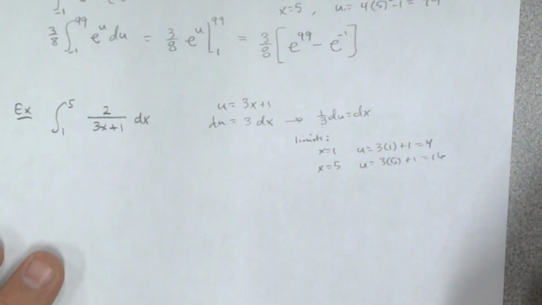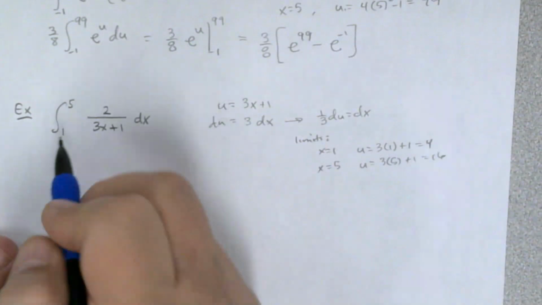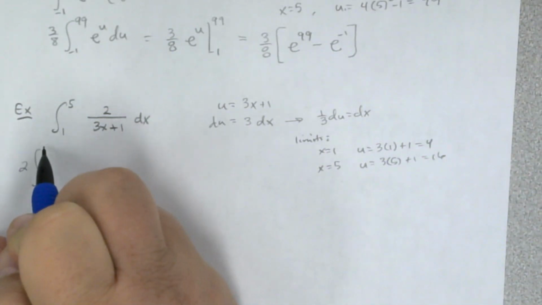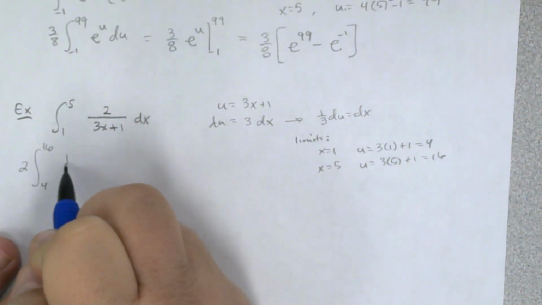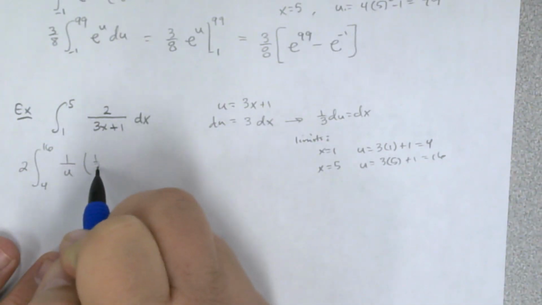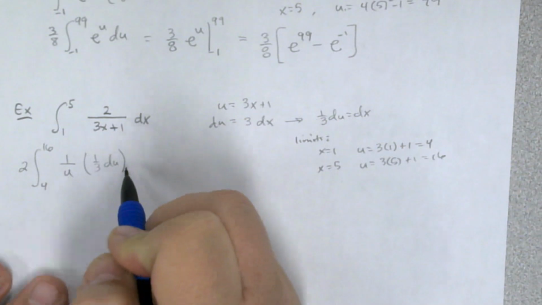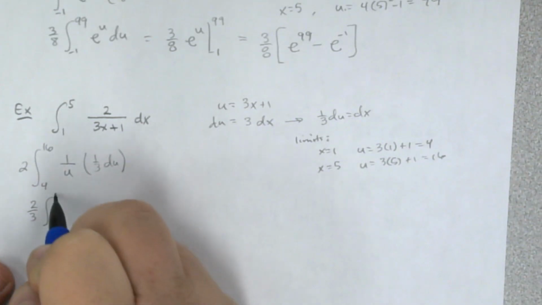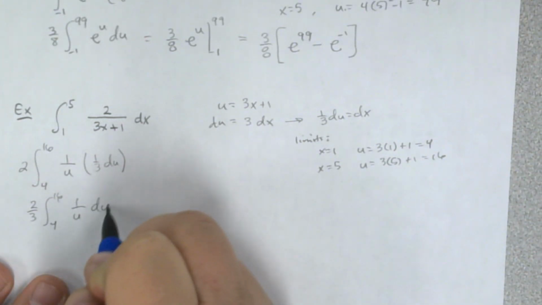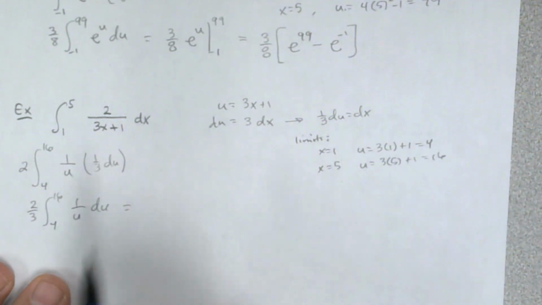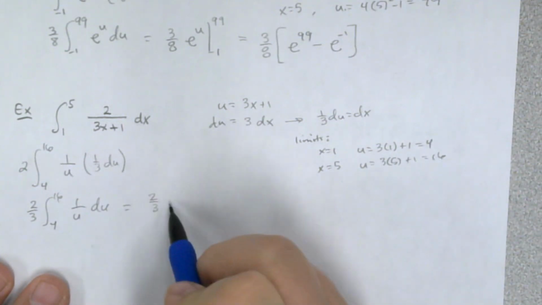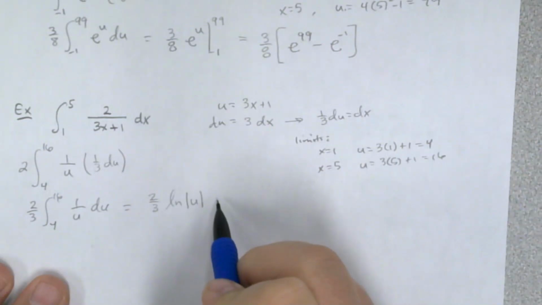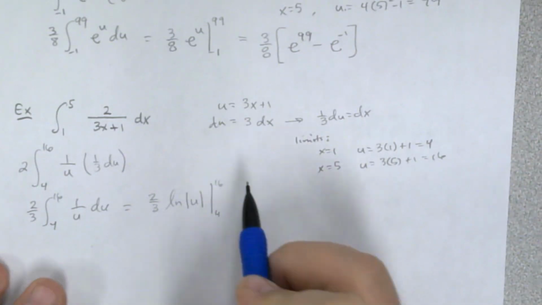So let's go and start plugging things in and substituting stuff over here. Here's that 2. The 1 becomes a 4. The 5 becomes a 16. This is going to be 1 over u times 1/3 du. And then move this out to the front. It gives me a 2/3, integral from 4 to 16, 1 over u du. And we see that we have the natural log. So this is going to be 2/3 times the natural log of u, evaluated from 4 to 16.